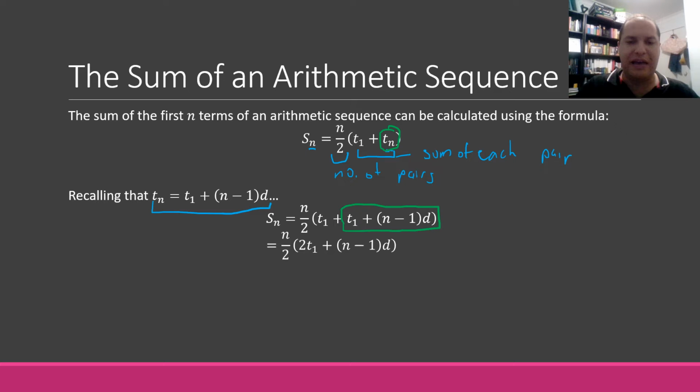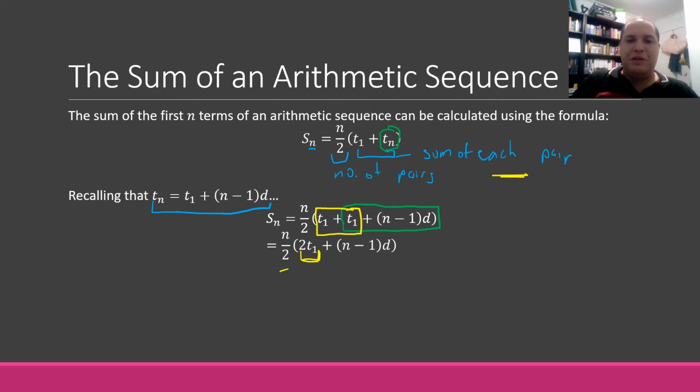And then what we notice next is we've got some like terms here. We've got 2 T1s written here as 2 T1s. And there's another way of expressing our formula for the sum of the first n terms. N over 2 is still there, that's our number of pairs, and this part in brackets, 2T1 plus (n minus 1)d, that number also gives us the sum of each pair, but just written a little bit differently.